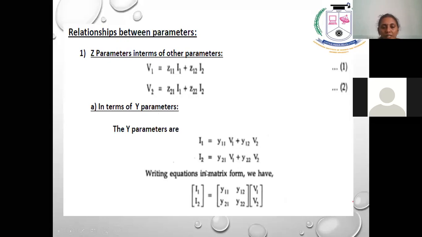So what are the Y parameter equations? The Y parameter equations are given here. I1 is equal to Y11 V1 plus Y12 V2 and I2 is equal to Y21 V1 plus Y22 V2. Now, if I write this in matrix form, I get I1, I2, Y11, Y12, Y21, Y22 into V1, V2. The current matrix is equal to the admittance matrix into the voltage matrix.